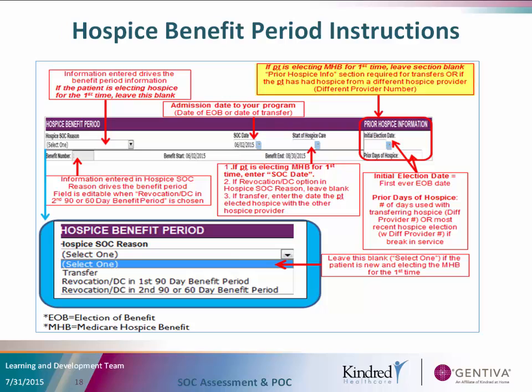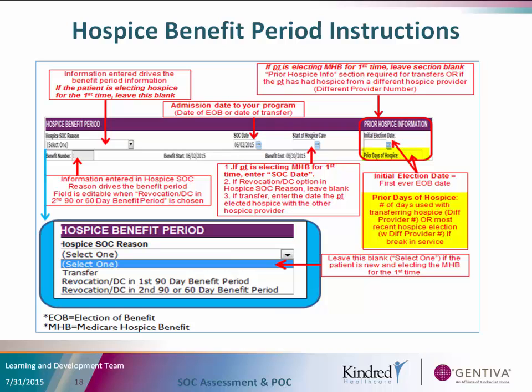The prior hospice information is left blank if the patient is electing the Medicare hospice benefit for the first time. If the patient had prior hospice information, enter the election date as the first ever election of benefit date. If the patient is transferring, enter the transfer date or the current election of benefit date.